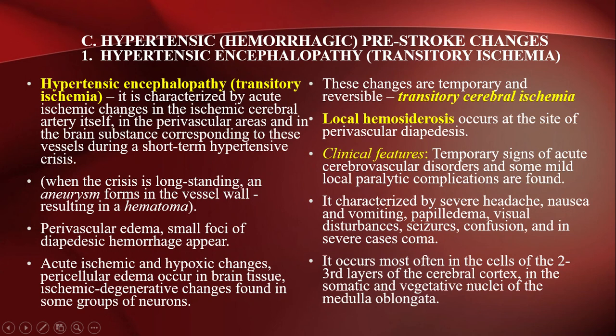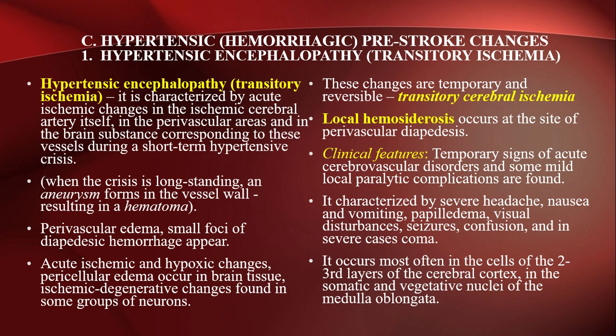The third group of cerebrovascular disease is hypertensive pre-stroke change. The first of them is hypertensive encephalopathy, or transitory ischemia. It is characterized by acute ischemic change in the cerebral artery itself, in the perivascular areas, and in the brain substance corresponding to these vessels during a short-term hypertensive crisis. When the crisis is long-standing, small aneurysms form in the vessel wall, resulting in a hematoma.